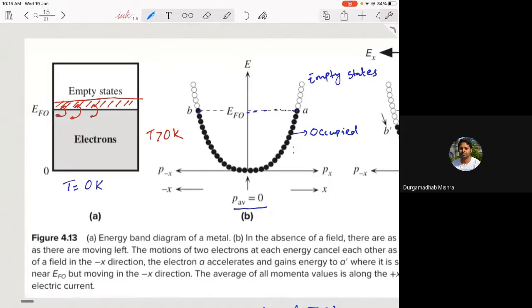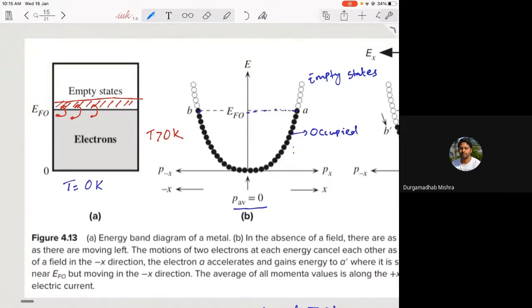Yes, so even if you are not applying any electric field, if you just increase the temperature, then electrons can occupy states above the Fermi level. So that is possible. We will see that when we talk about the Fermi-Dirac statistics or distribution, and you will understand it better.